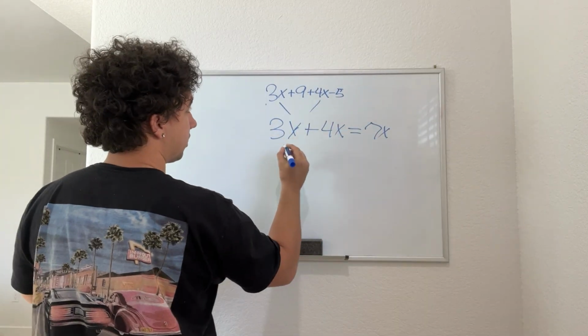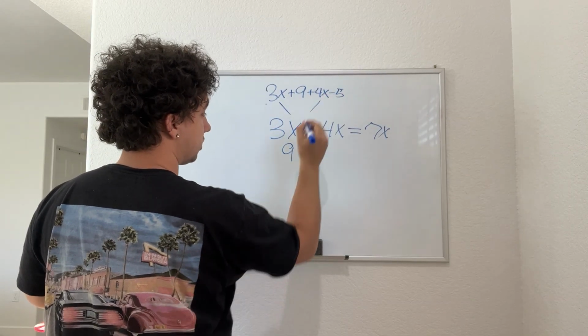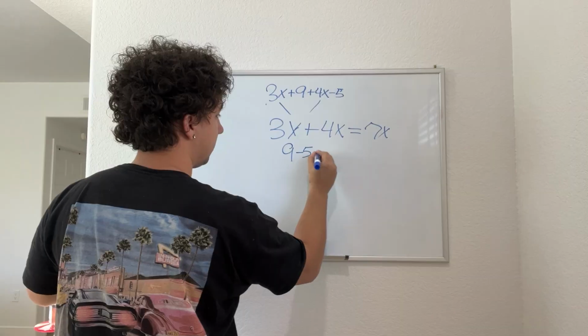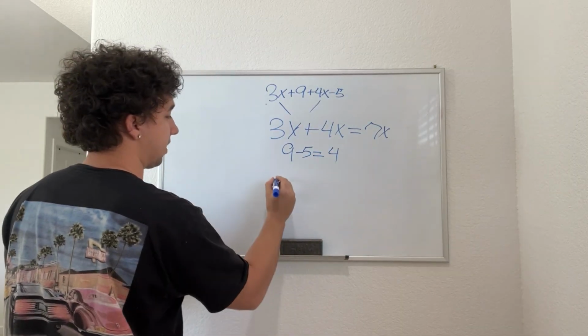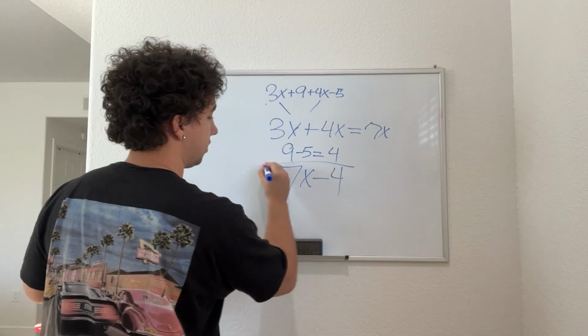So then same thing we're going to do on the top. So 9. Again, I'm bringing down the sign as well in front. Minus 5. Is equal to 4, giving me my final answer of 7x minus 4.